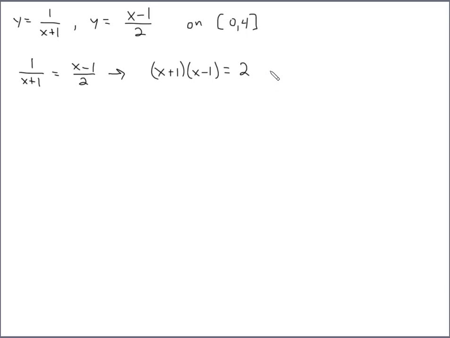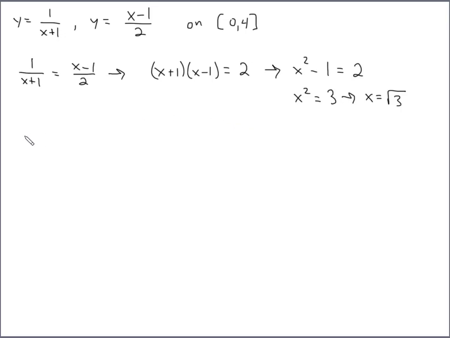That's the cross multiplication. Now when we multiply this, we get x squared minus x plus x, that's canceling, and then minus 1. So x squared minus 1 is equal to 2, and x squared is equal to, add 1 to both sides, 3. So that intersection point that we saw was root 3. We're not going to care about that other root, the negative root, because it's not on the given interval.